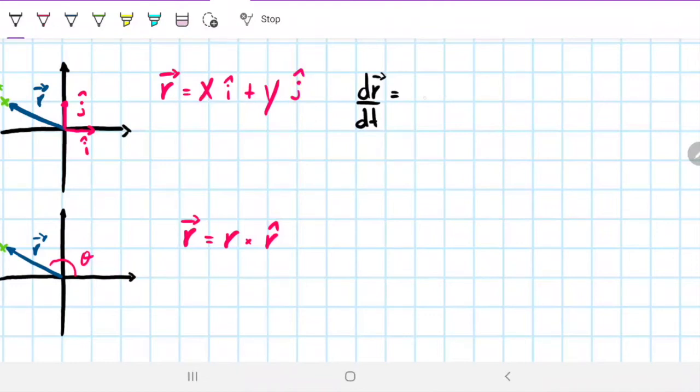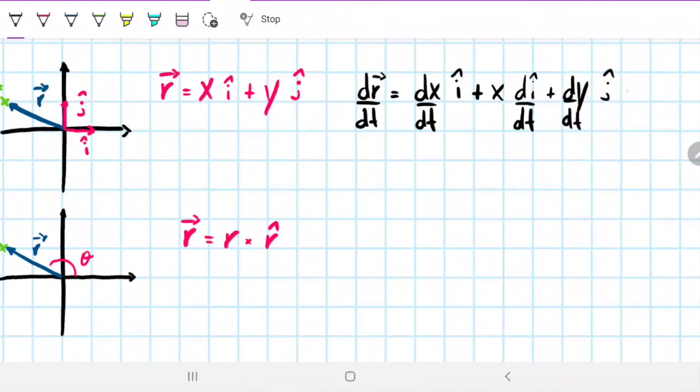So what we're going to have is the derivative of how the scalar x is changing with time, multiplied by my i hat, plus my x multiplied by how my i hat is changing with time, plus the derivative of y, how it's changing with time, times j hat, plus how my j hat is changing with time, multiplied by my y. The thing is that we know i hat does not change with time whatsoever. It just stays still, and j hat does not either. So these two go to 0. And we're left with a term that looks like this.